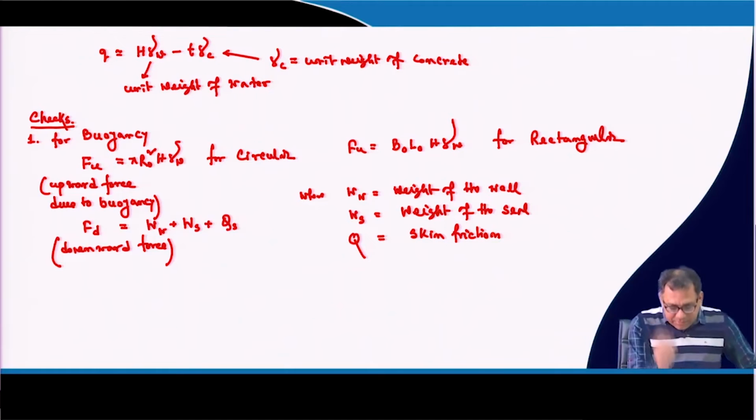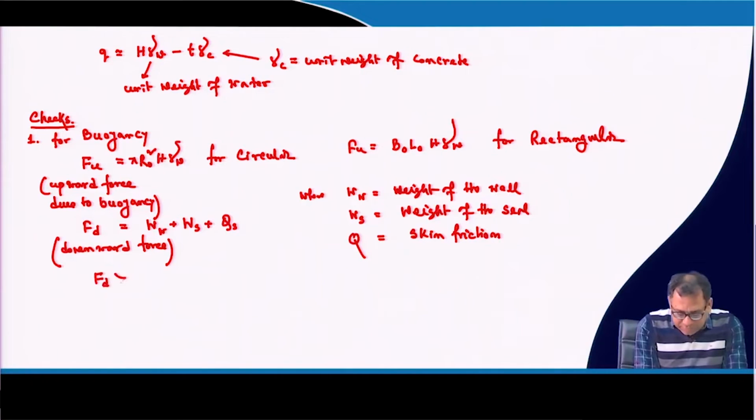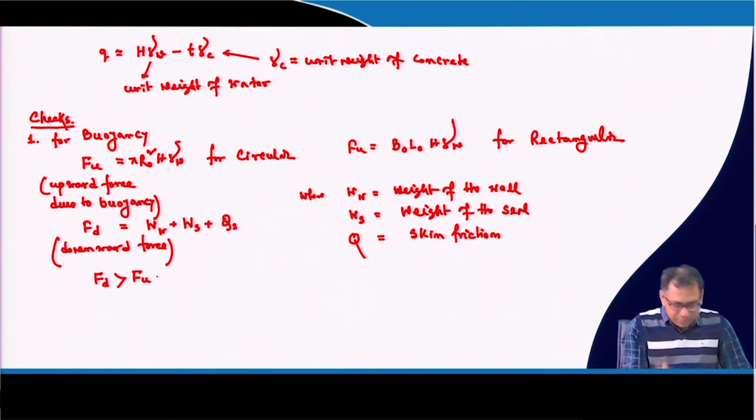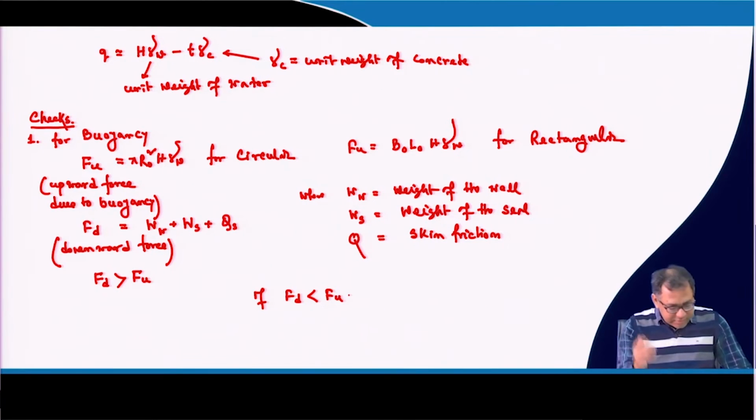So, for stability purposes, F d should be greater than F u, such that the total downward force can nullify the upward force due to buoyancy. So, for stability, this F d should be equal to F u. Now, if F d is less than F u, then we have to change the thickness.